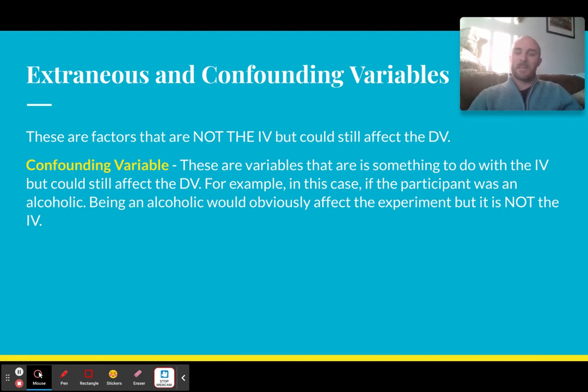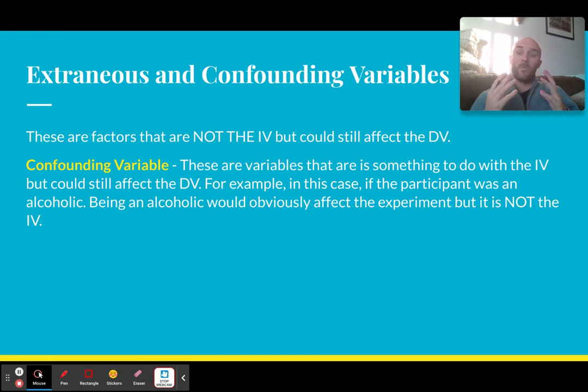For example, in this case, if the participant is an alcoholic. The study's about alcohol. Being an alcoholic would obviously be able to, I don't know, make you be able to remember more because you're used to being drunk. Right, but it's not specifically the IV. The IV is whether you have alcohol or not, not whether you are an alcoholic or not. So a confounding variable is something to do with the study that's not the IV, but it could still have an effect upon the DV.